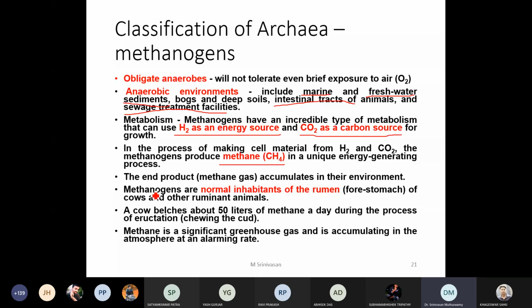Animals are able to metabolize cellulose with the help of these methanogens only. The cow releases about 50 liters of methane a day when chewing the cud, that is, when they chew a second time the grasses or whatever fodder they feed on. Eructation is when they take the grasses out of the stomach a second time and chew them up. They release methane through their mouth as belches. Methane is a significant greenhouse gas, so these methanogens contribute to the release of methane gas into the atmosphere.